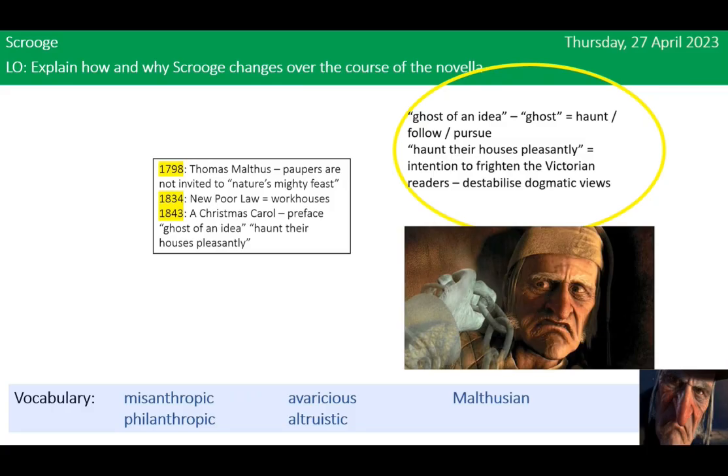We want to look in particular at Scrooge as a symbol of Thomas Malthus. Before we get into that, a tiny bit more context. In the prelude, the preface to the book, which is like an introduction, Dickens states that he wants his ghost of an idea to haunt his readers pleasantly. This ghost is to be philanthropic. He wants his audience to be philanthropic and kind to others. And he wants that idea to haunt his readers, frighten them into changing their views, basically.